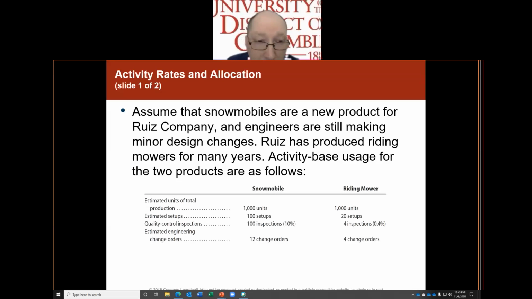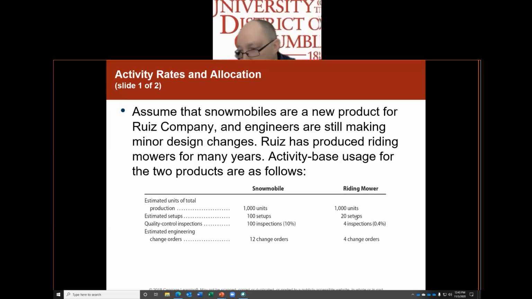Our company has been producing riding lawnmowers for many years. So here's the breakdown. We expect to make 1,000 units of each, 1,000 snowmobiles and 1,000 riding lawnmowers throughout the year. We expect that we're going to have 100 setups for snowmobiles and 20 setups for riding lawnmowers.